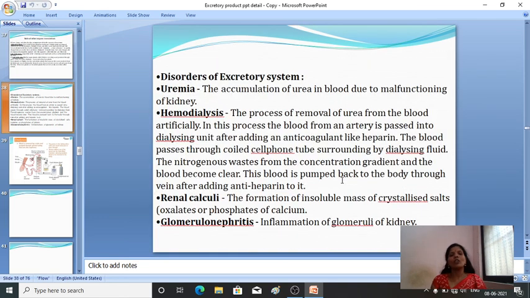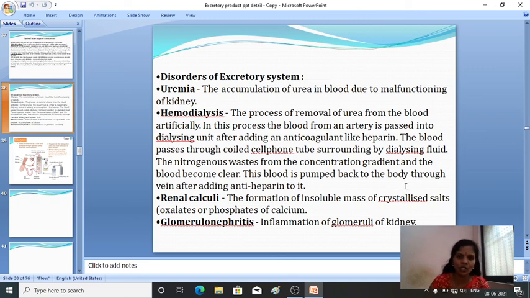Fine. Okay, next come the disorders of the excretory system, the most important part of this chapter. We'll see what disorders are associated with the human excretory system. So the first one is uremia. Uremia is nothing but the accumulation of urea in the blood due to malfunctioning of the kidney. Fine. So the accumulation of excess urea in the blood we commonly call uremia.